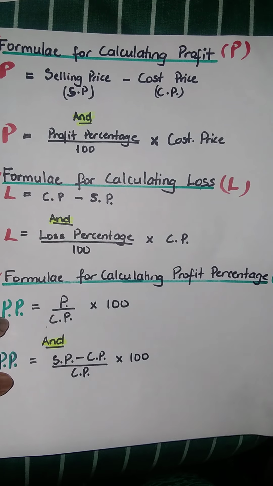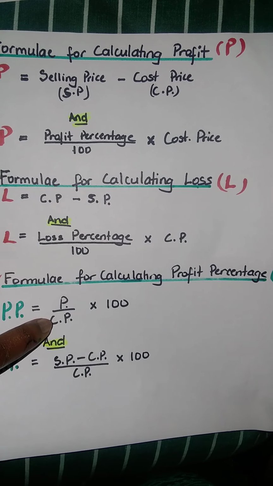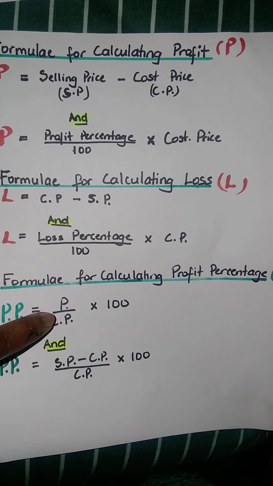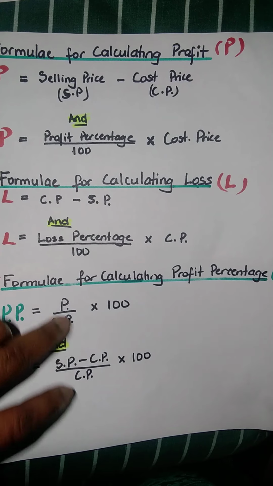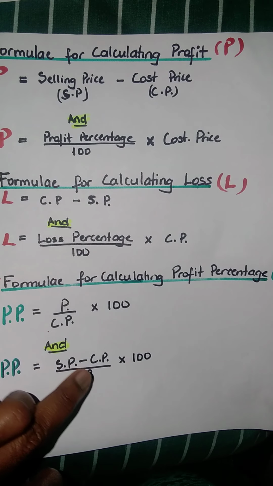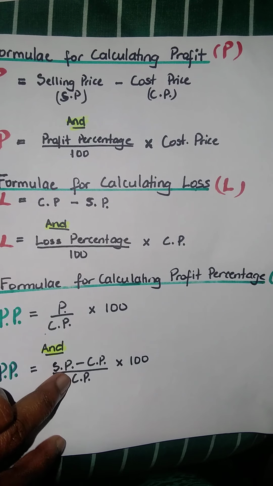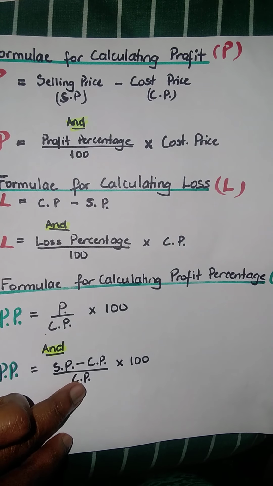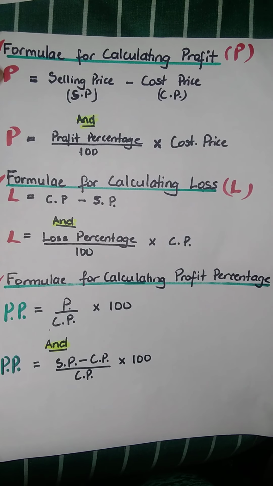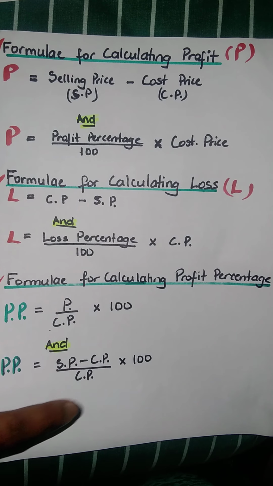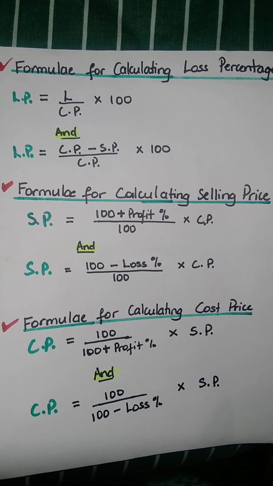What about calculating profit percentage? So here are two formulae that we can use. If you're given the profit as money and the cost price, then you divide the profit by the cost price and multiply by 100. Or if they didn't give you the profit as money, but they gave you selling price and cost price, then you subtract cost price from selling price, divide it by cost price, and then multiply by 100. Now, I hope I'm not moving too fast.